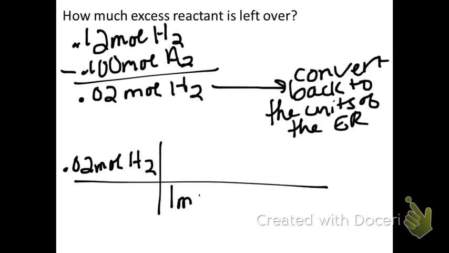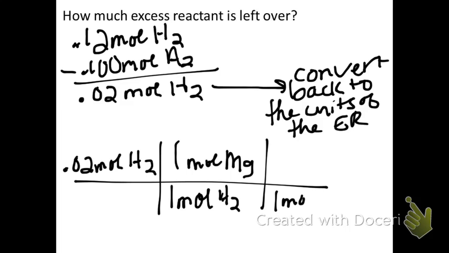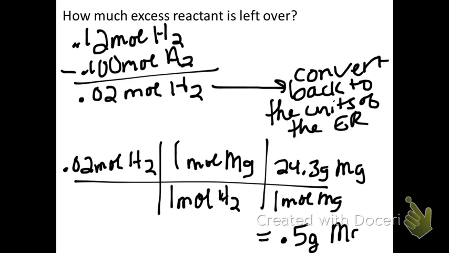So first do your mole ratio and then get back to grams. For every mole of magnesium, you have 24.3 grams of magnesium. Run it through on your calculator and you get 0.5 grams of magnesium, and you're done.